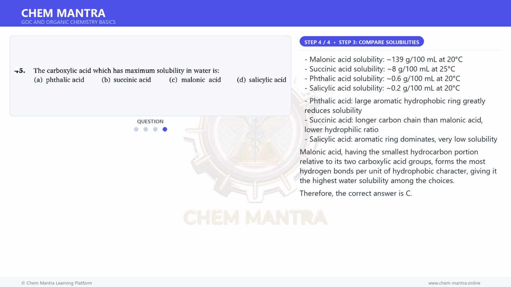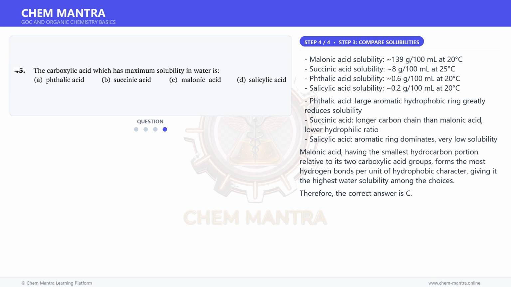And for the final step, malonic acid solubility, approximately 139 g/100 ml at 20 degrees Celsius. Succinic acid solubility, approximately 8 g/100 ml at 25 degrees Celsius. Phthalic acid solubility, approximately 0.6 g/100 ml at 20 degrees Celsius. Salicylic acid solubility, approximately 0.2 g/100 ml at 20 degrees Celsius.